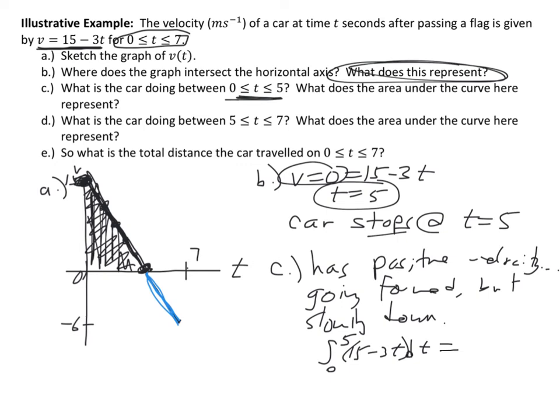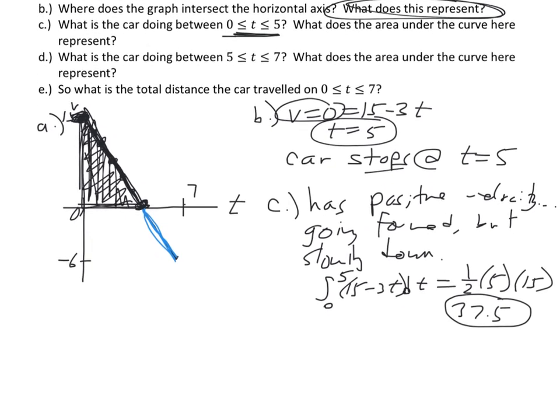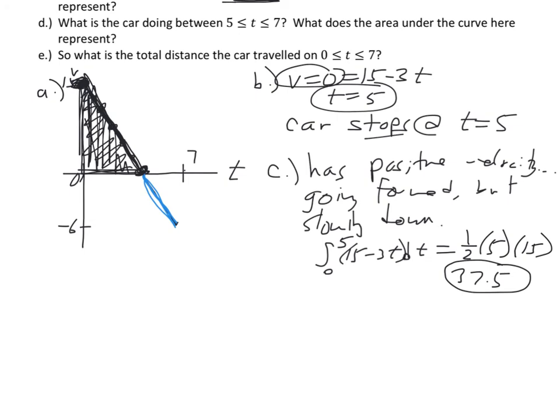So I could just do this integral and figure out what it is. Or, sneakier than that, I could see that this is just a triangle. It's a triangle that's 1/2 base times height. So we can sneak our way through this one. And if we do that, we find that this is 37.5. So that means the car must have moved 37.5 during that interval. Okay, now switching over to a blue marker here. So what's the car doing between time 5 and time 7? For part D, now the car is backing up.